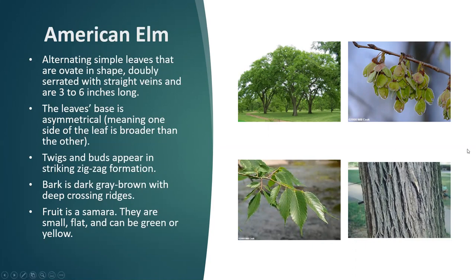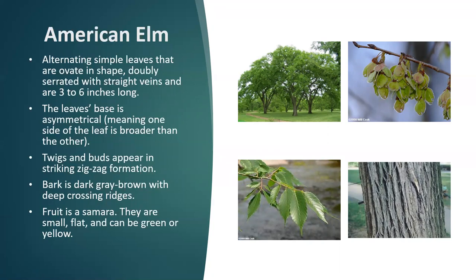The American elm is an alternate leaved tree. It does have simple leaves, and the leaves are doubly serrated. So that means they have one serration, but inside of that serration, they have another. So it's that double serration. The leaf base is asymmetrical, which is unlike most leaves, which are fairly symmetrical across the entire leaf. But if you look really closely at the leaf base, where that particular leaf attaches to the stem, you can see that it's very asymmetrical. One side is going to be broader, and the other side a little bit narrower.